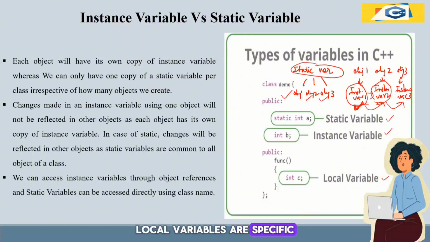Now, in the case of local variables, they are specific to a function or a method. As you can see in this image, C is a local variable. So I am using that particular variable C only within the scope of that particular function. I cannot use this variable C outside this function. That is what a local variable is. So we'll just see the code, how all these three variables are used.